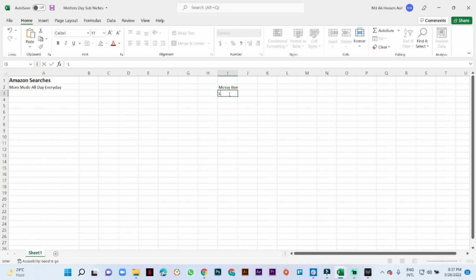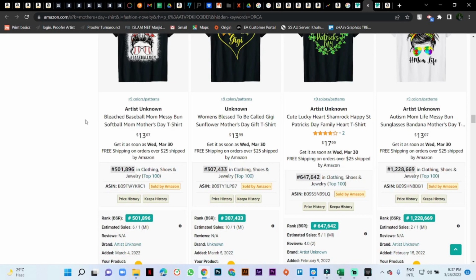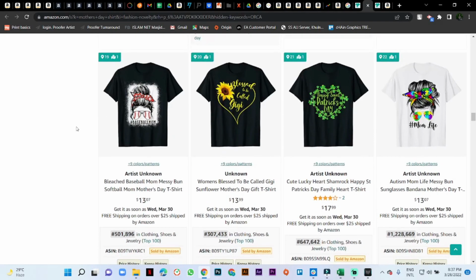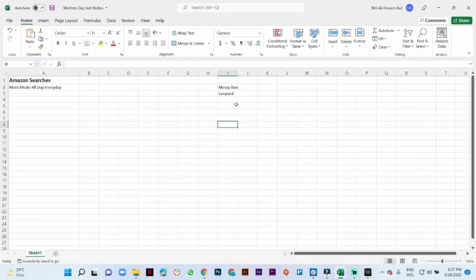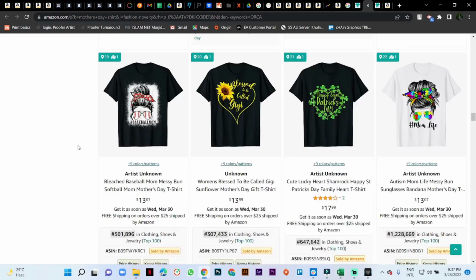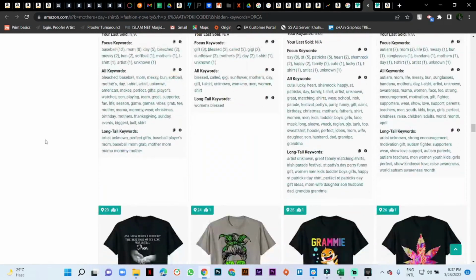So the other thing is leopard. Okay, so these two things we can keep in our concern. All right, so let's see what else we can get. The sunflower graphic, this is another thing we can for sure keep in our concern. So you're not just doing niche research, you're also doing design ideas research, right? So we have got sunflower, messy bun, and leopard.